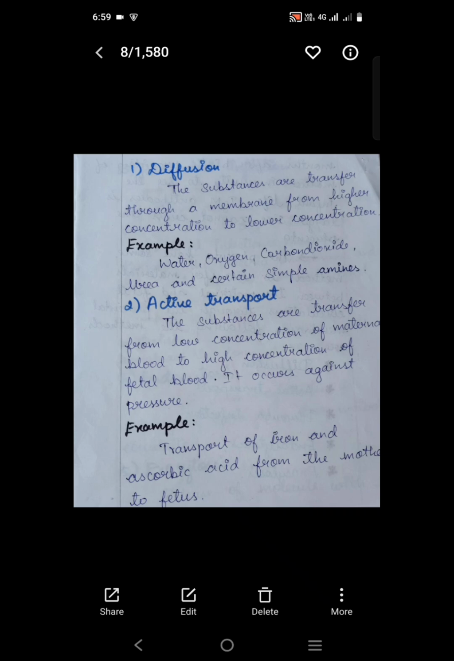So it will be transferred from higher concentration to lower concentration. So it will be balanced between inside and outside. That method will be followed here. First method, and second method is active transport.